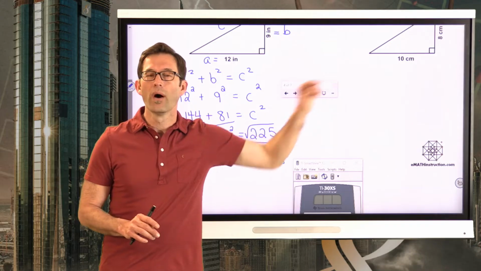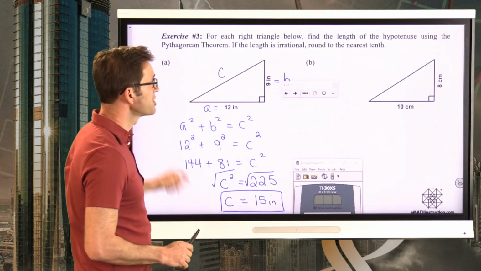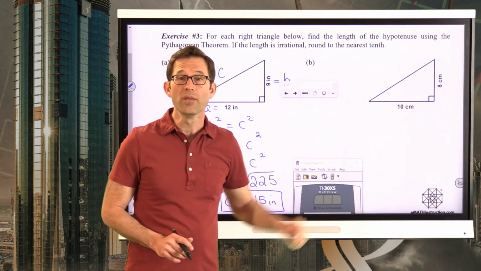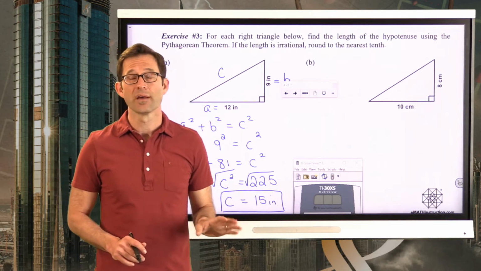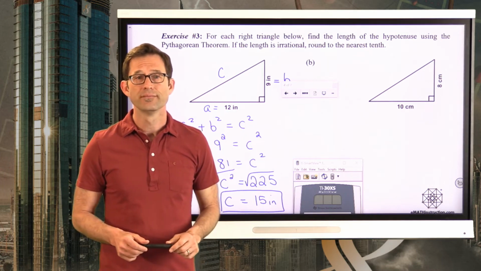Now let's take a look at one where the answer turns out to be an irrational number. So what I'd like you to do is pause the video now and work through letter B. This time the answer is not going to be a nice whole number. You're going to have to round it to the nearest tenth, but see what you get.